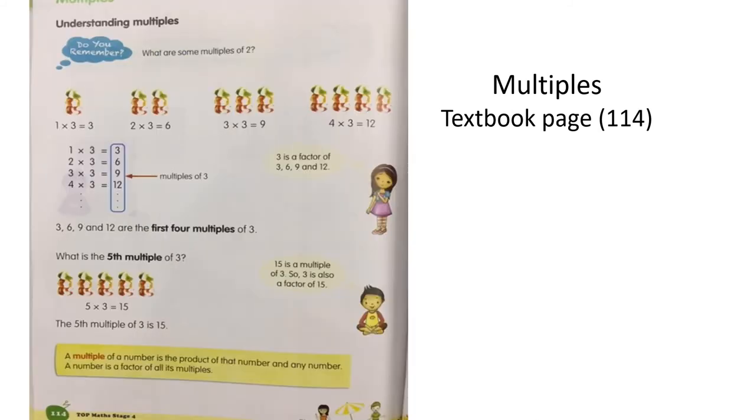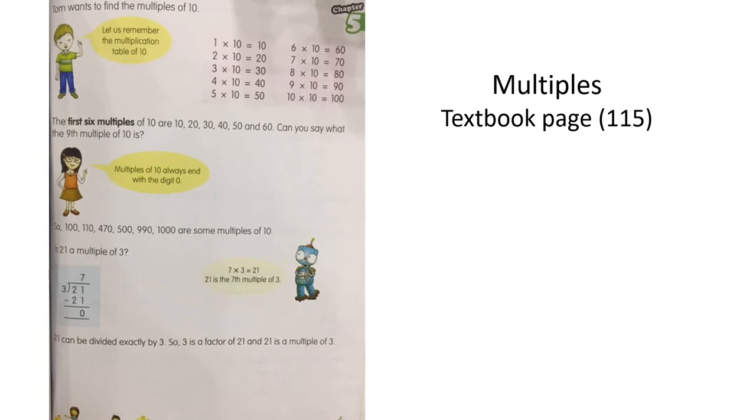The first thing we need to know is that all the multiples of 10 end with 0. So from now on, if I ask you, is this number a multiple of 10? You have to look at the ones place. If the ones place is 0, then the whole number is a multiple of 10, like 40, 50, 60, 70.